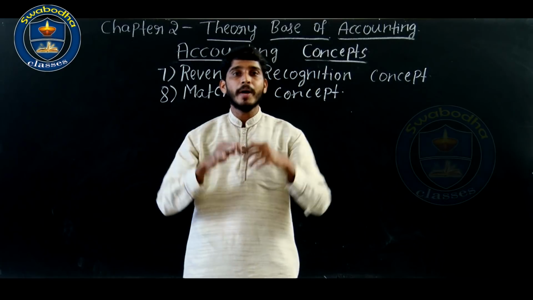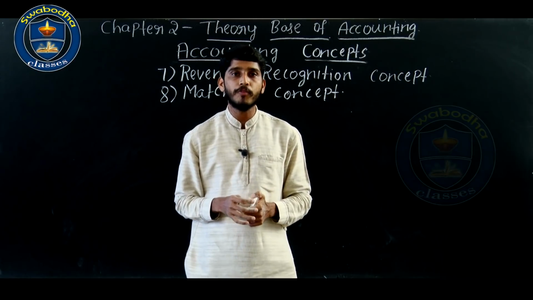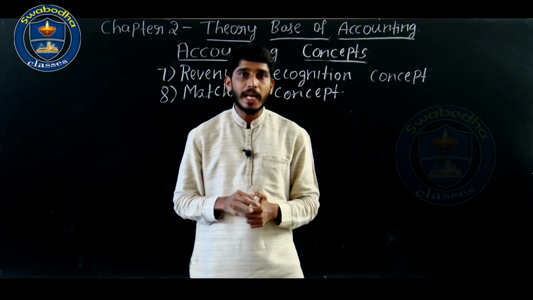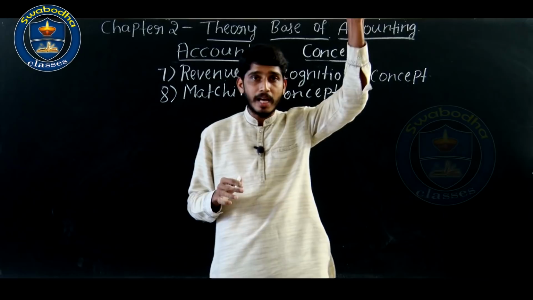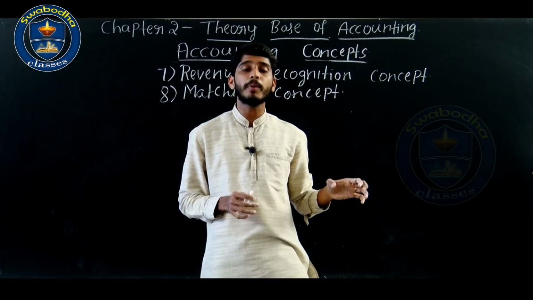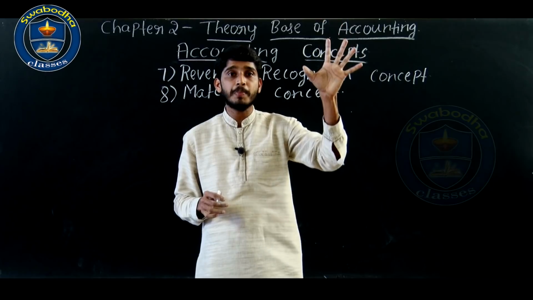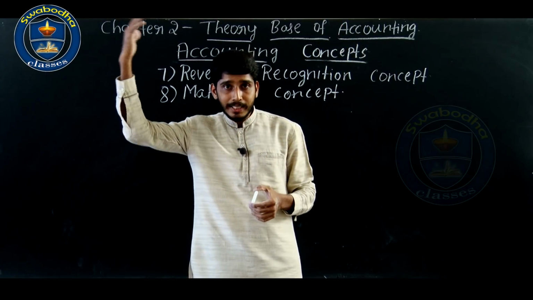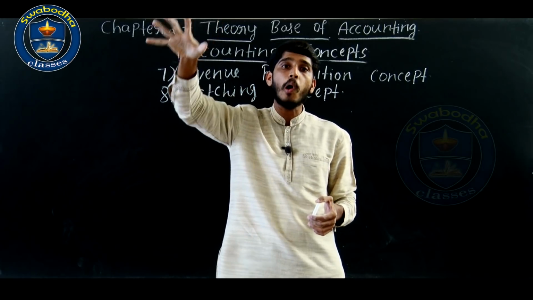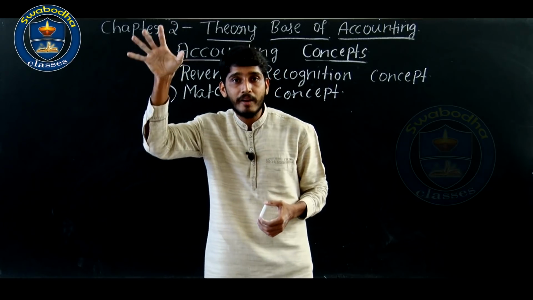Now, how is this comparison done? You will prepare a statement which is called the profit and loss account. In the profit and loss account, on the debit side, you will record all the expenses which are incurred in the particular accounting year. In the given time period, what are the expenses you have incurred? On the other hand, on the credit side of the profit and loss account, you will record all the incomes, all the revenues.